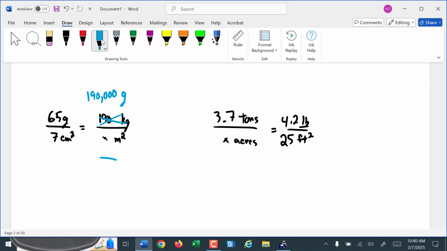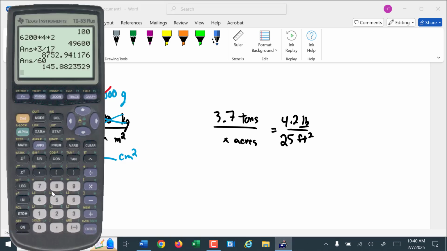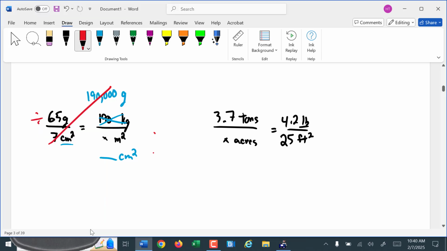So the answer I'm going to get here is going to be in centimeters squared, and then we'll have to convert it to meters squared. So you cross multiply and divide. 7 times 190,000 divided by 65. Now we get 20,461.54. Of course, that is centimeters squared.